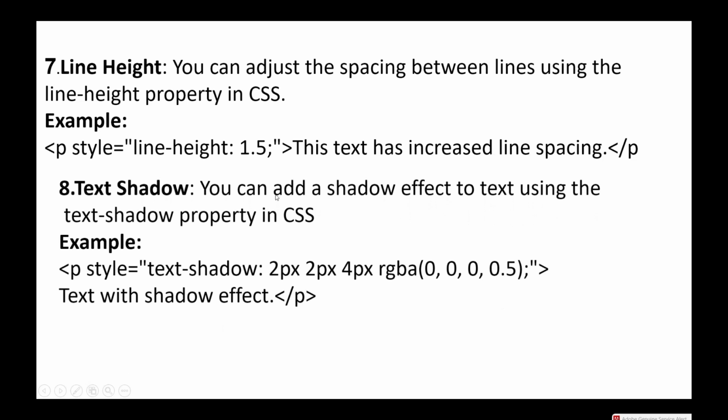Text shadow. You can add a shadow effect to your text using the text-shadow property. You have to use style, then the property name, then its value. This will make this text have a shadow effect. Now we will do all these property examples in Visual Studio Code.